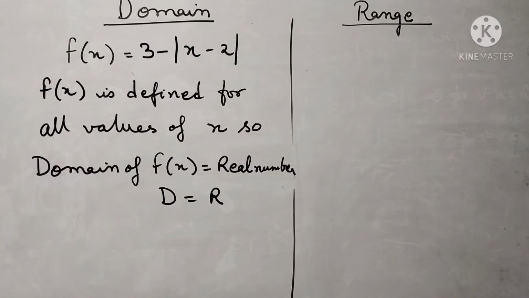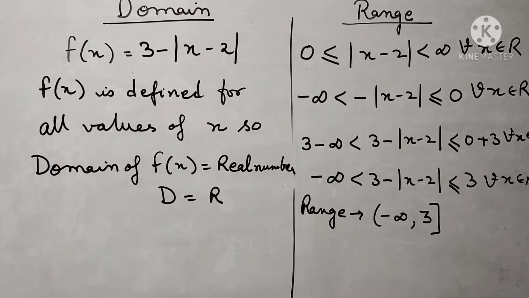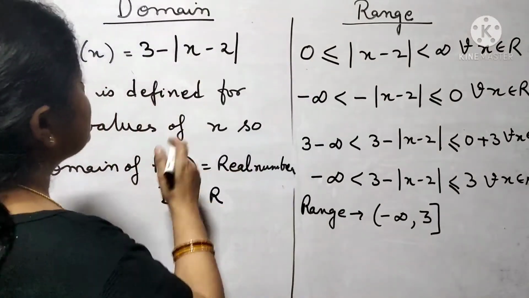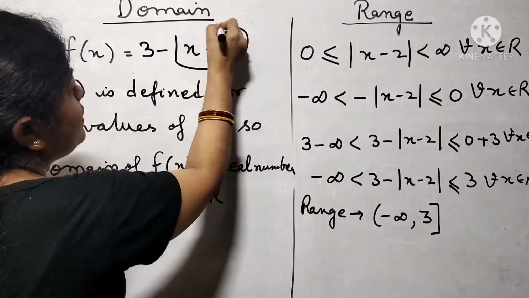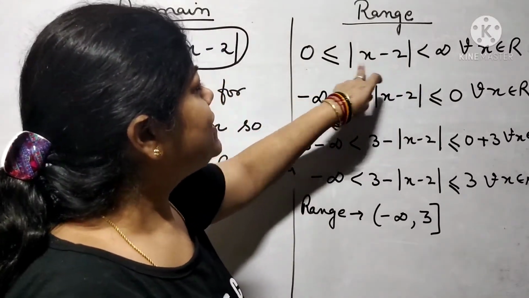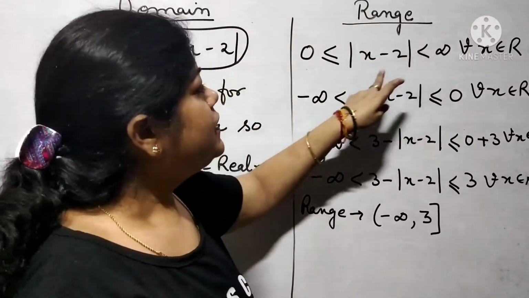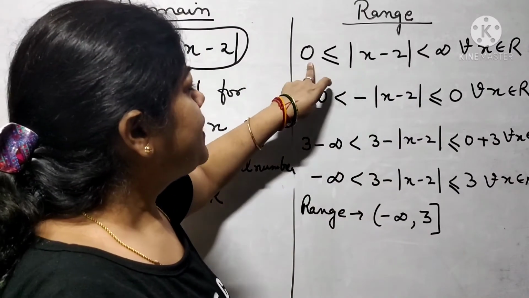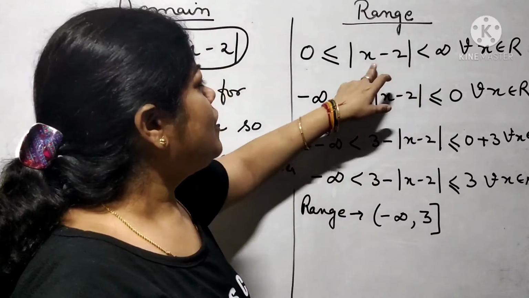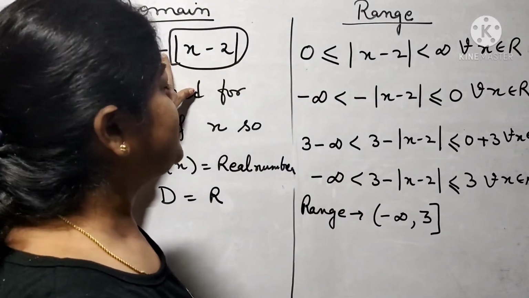Now how will we find the range for this function? As we know, the value of modulus of x minus 2 always lies between 0 and infinity. Its value may be greater than or equal to 0 and less than infinity. Now, in our question, we have a minus sign over here.